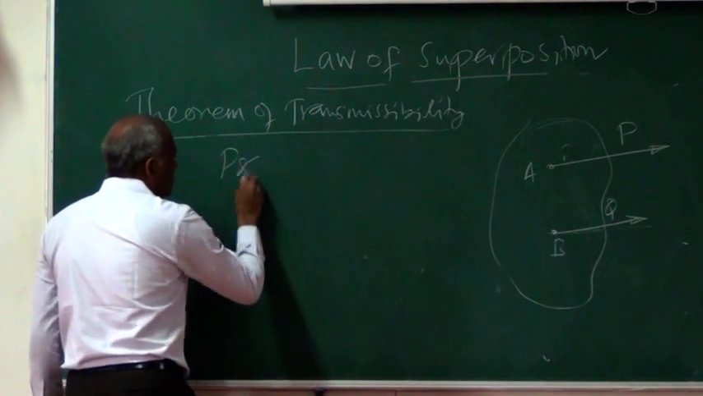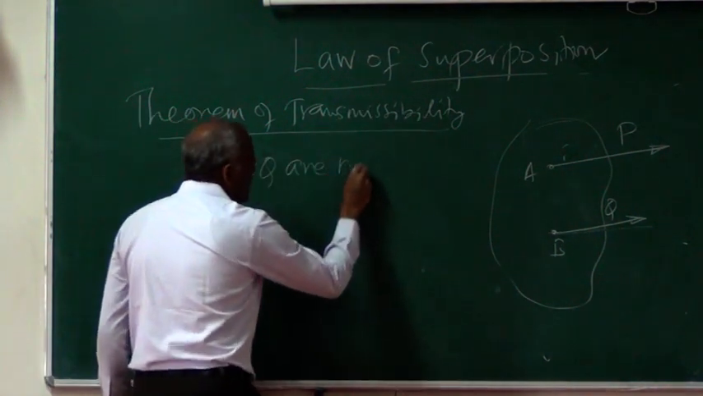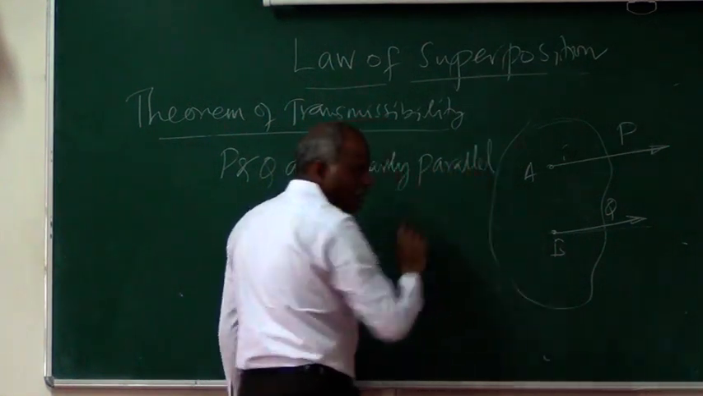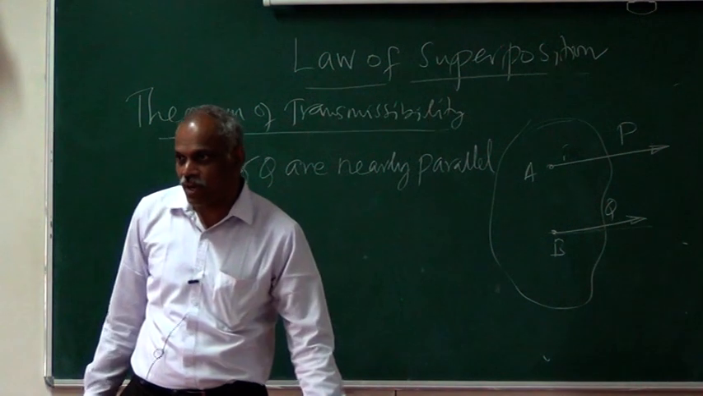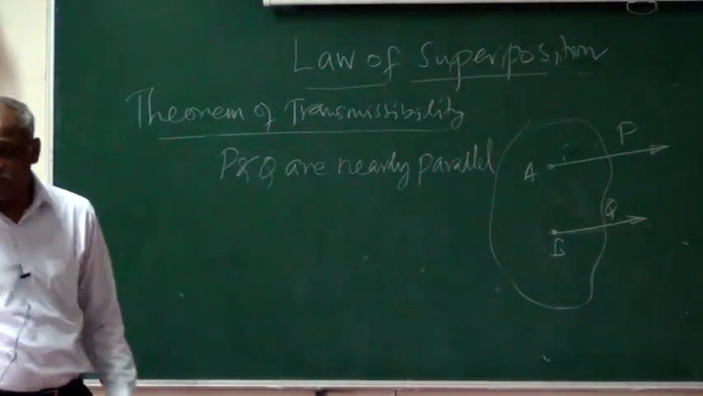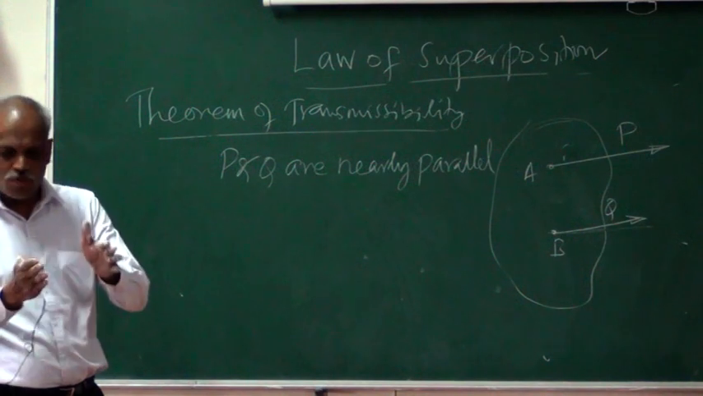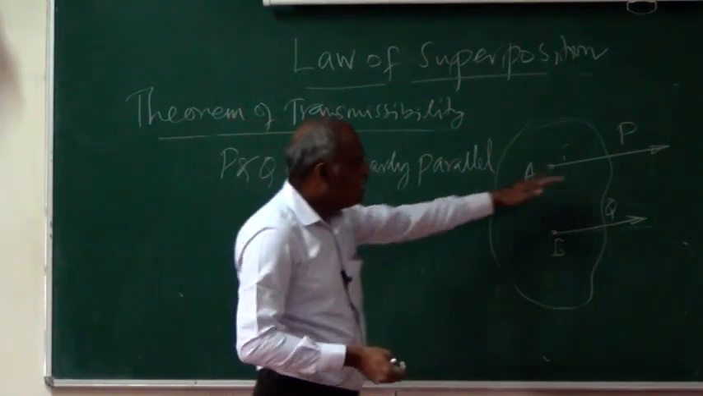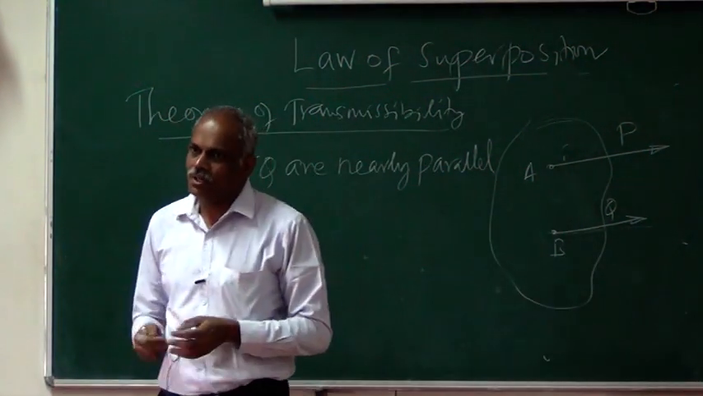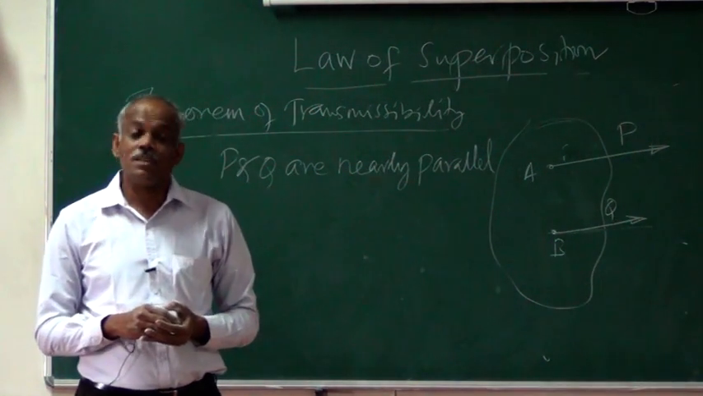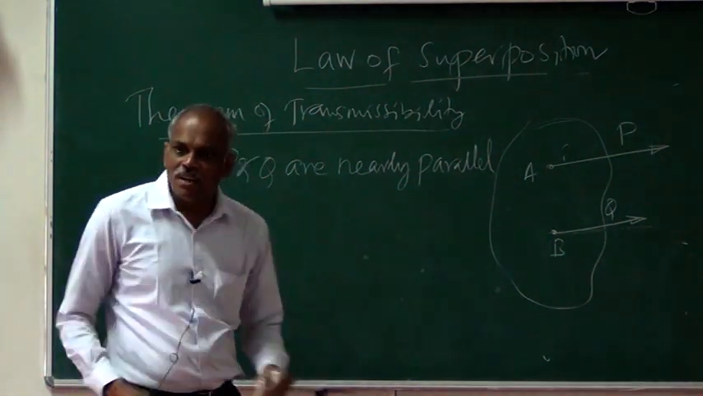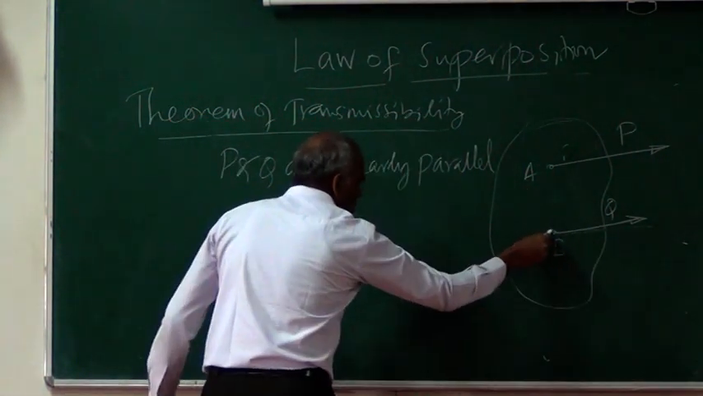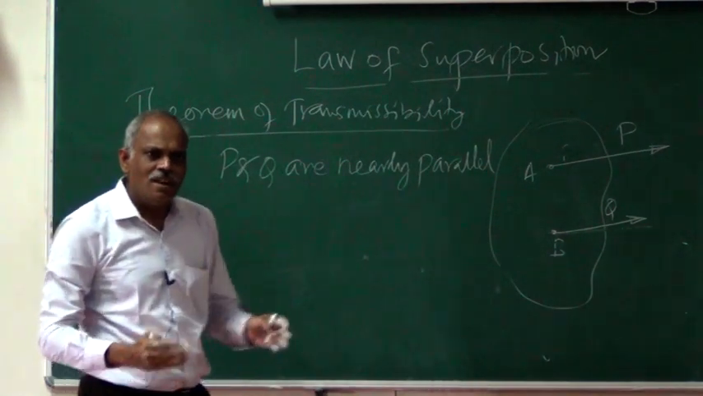Now P and Q are nearly parallel. Not exactly parallel. If it is parallel, we don't have a solution. If they are nearly parallel, okay, very small differences there. So they are nearly parallel. How do you get the resultant? You can extend it further. They may intersect nearly at infinity.